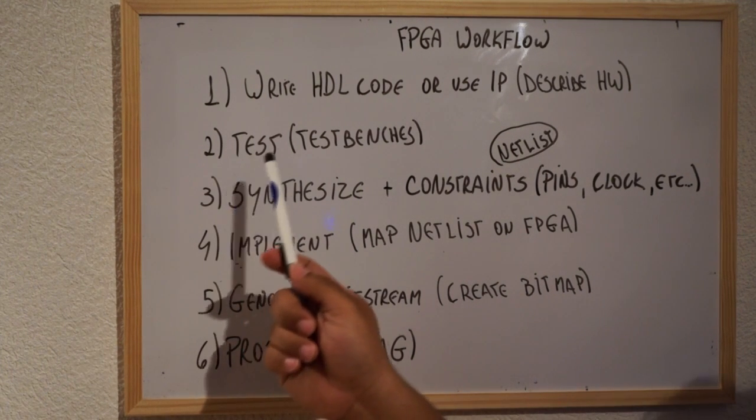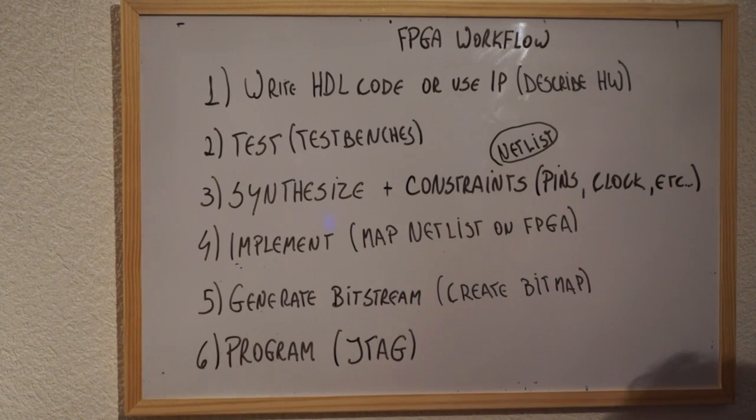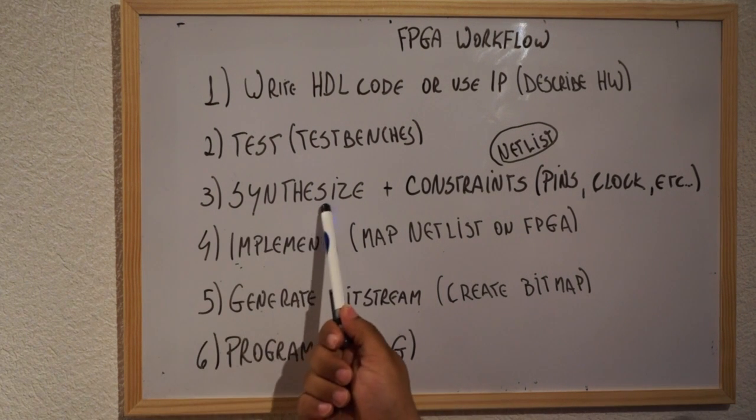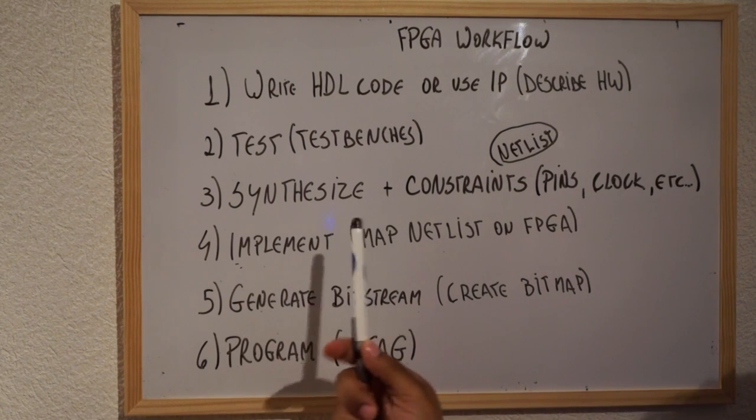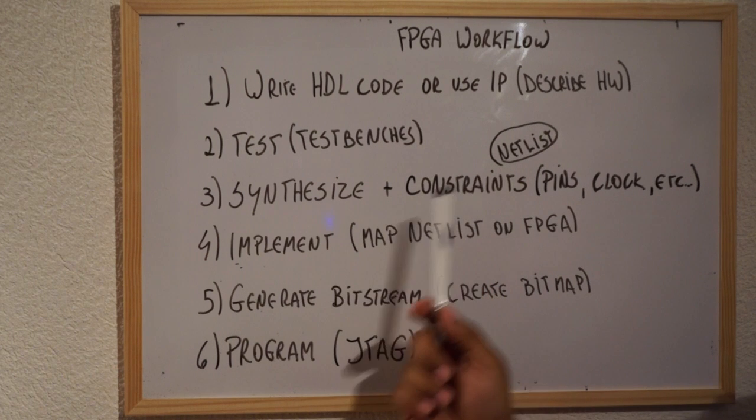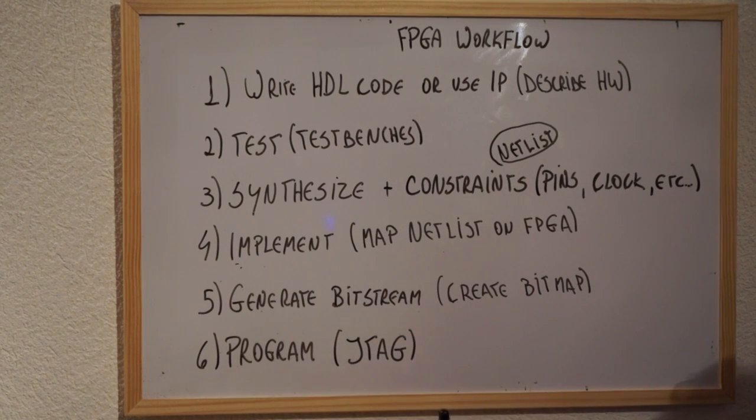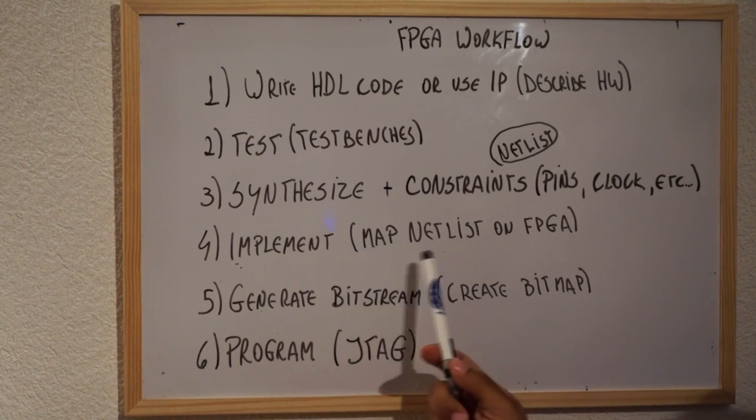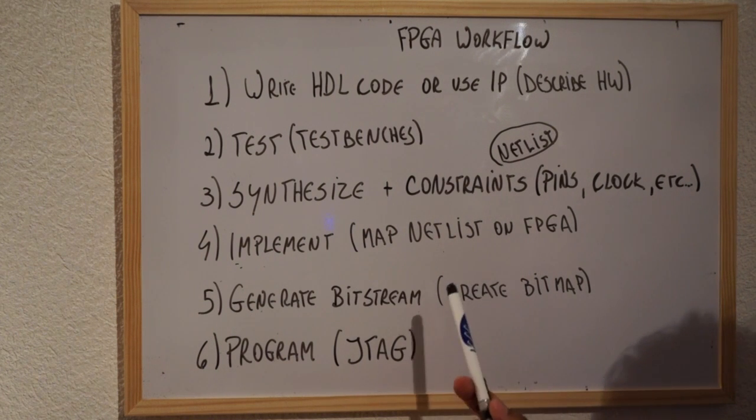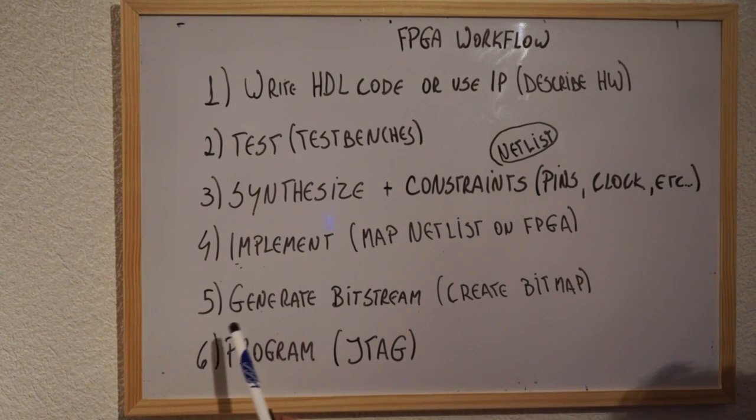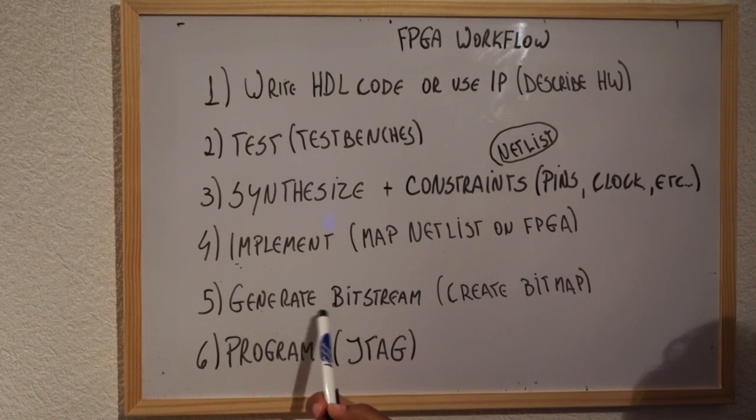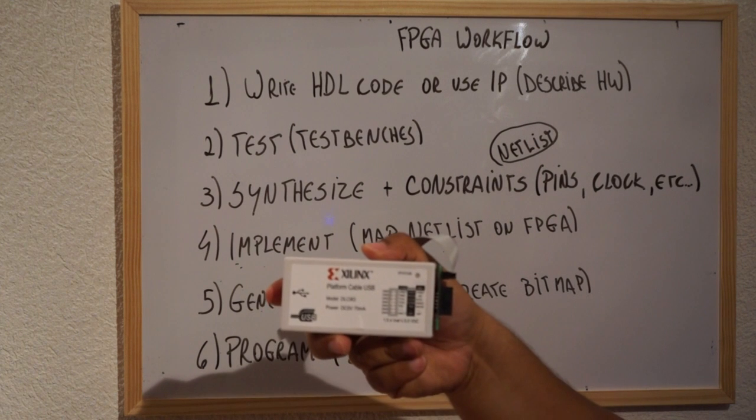The second point, we test what we just wrote. The third point, we synthesize our hardware, which means we're going to create a file called netlist from the logic that you want to create. The fourth point, we're going to map the netlist onto the FPGA resources. The fifth point, we're going to generate a bitmap file from the mapped netlist. This is called a bitstream. The sixth point, we're going to program our FPGA using a JTAG cable, normally, for instance, one like this.